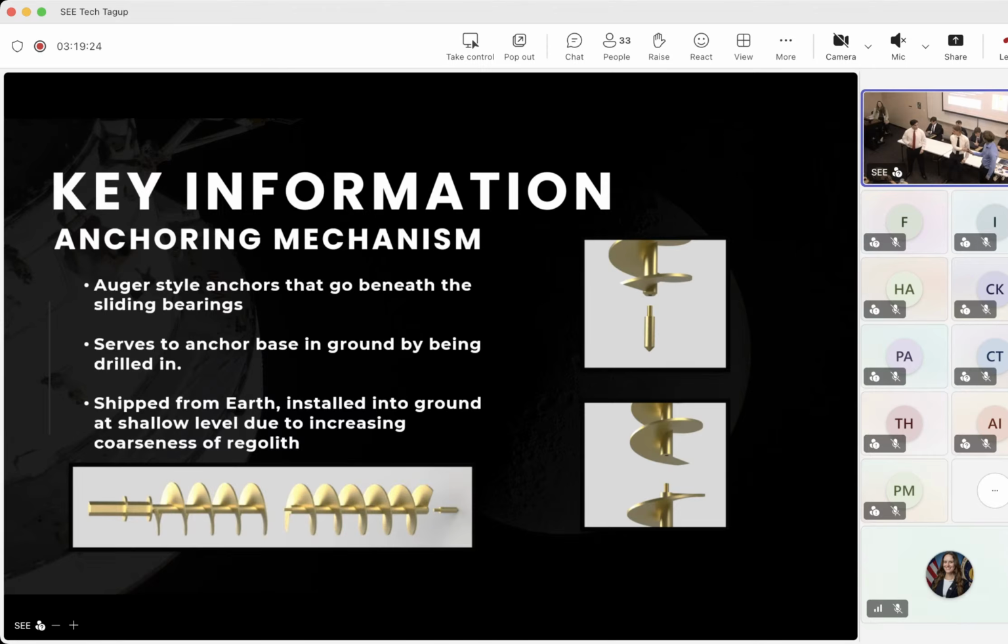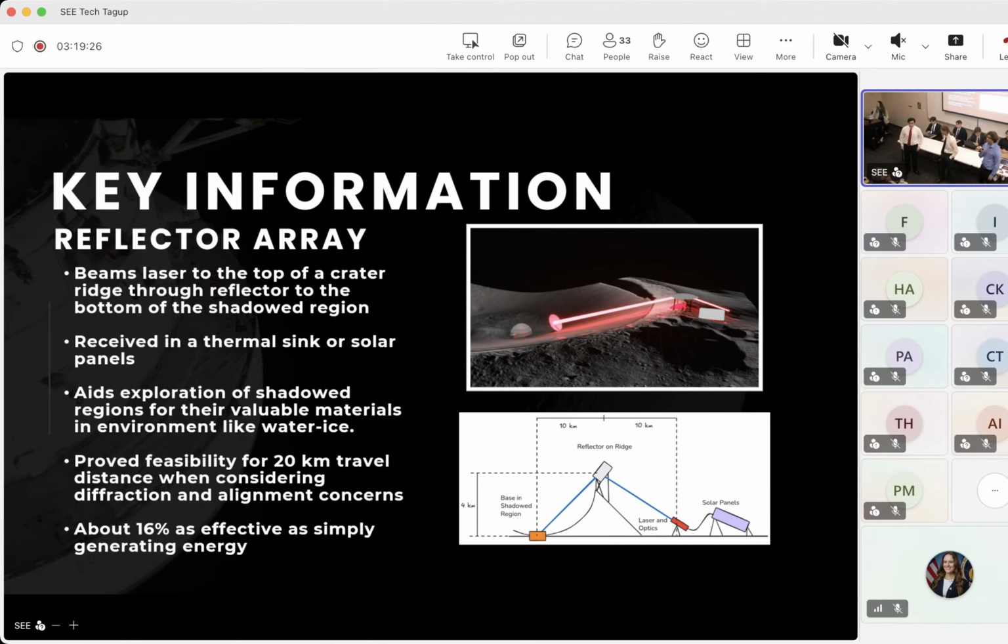Next one. And so one of the other problems we wanted to address is shadowed regions. So on the lunar south pole, there's plenty of craters that are permanently shadowed and sunlight doesn't reach them. For this reason, there's a lot of ice there, and they're also good sites for telescopes.